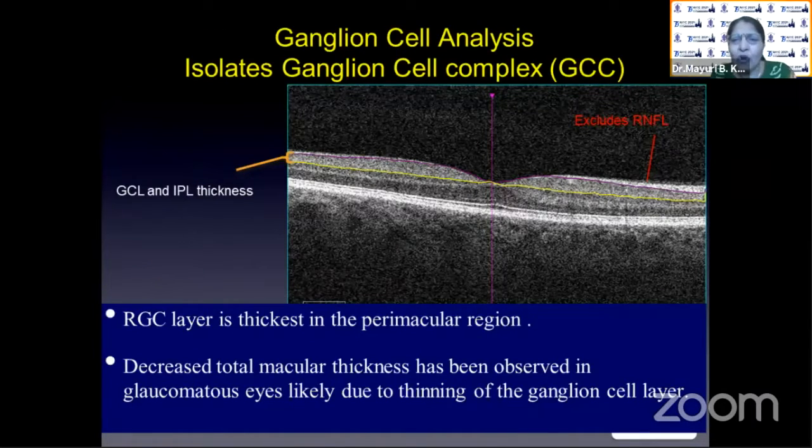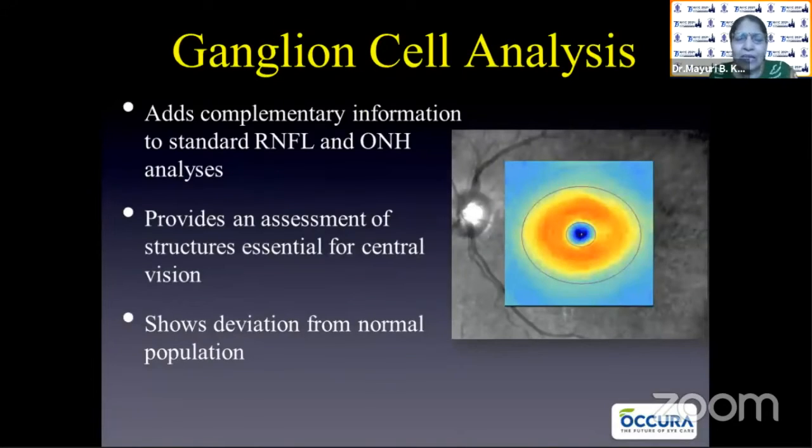Now, the ganglion cell complex, which includes the ganglion cell layer and IPL thickness. And we know that the RGC layer is thickest at the perimacular region, and a decrease in the total macular thickness has been observed in many glaucomatous eyes, likely due to thinning of the ganglion cell layer in the glaucoma patient. So ganglion cell analysis is another software available which adds complementary information to standard RNFL and ONH analysis, and provides the assessment of the structure essential for central vision.